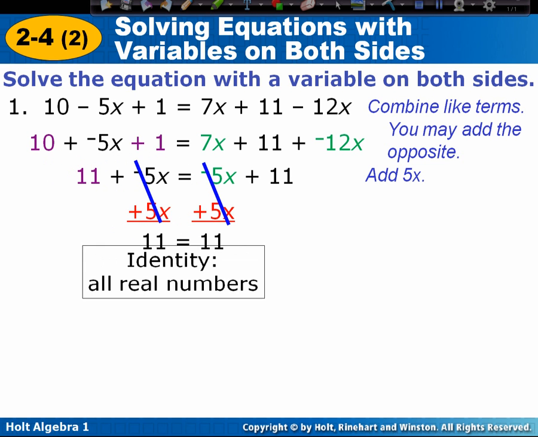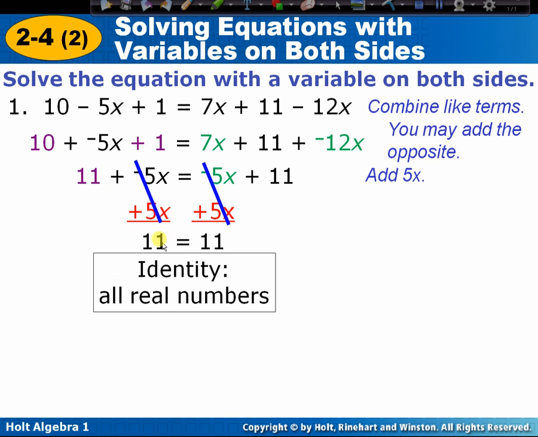Then I'm going to ask myself, is this a true statement? And it is. 11 does equal 11, and they're exactly the same on both sides. So this is called an identity, and my answer is all real numbers. You need to make sure and draw this box and write in your answer, because the answer is not 11 equals 11. The answer is identity, all real numbers.